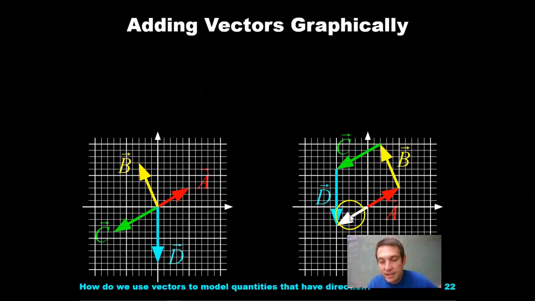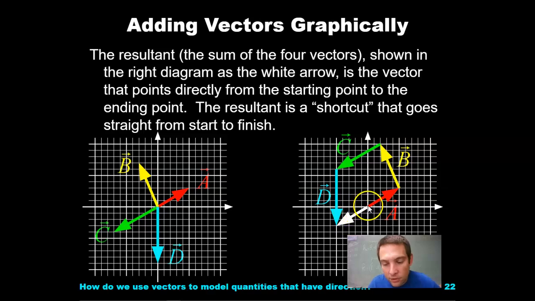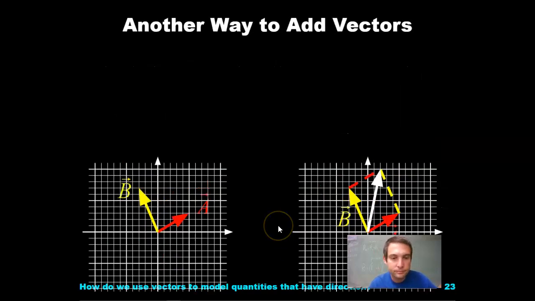Now the resultant vector is this white vector. It's the arrow from the starting point to our ending position. The resultant, the sum of the 4 vectors shown in the right diagram as the white arrow, is the vector that points directly from the starting point to the ending point. The resultant is the shortcut that goes straight from start to finish. So if you think of this as a directional thing where you go up, you go northeast, and then you go northwest, and then you go southwest, and then you go straight south, where are you? You're right there.